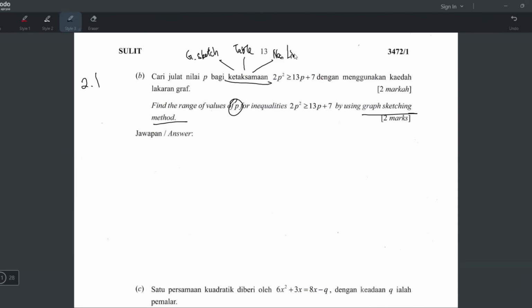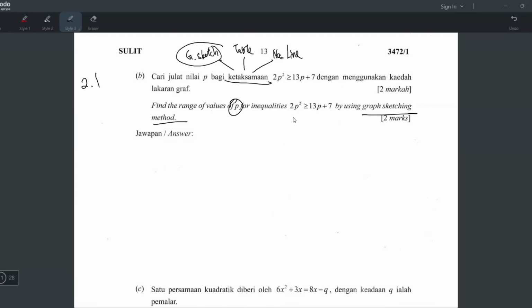Okay, but this question asks for the graph sketching method, which is good because this method is the easiest one out of the 3. And it's also the method that we will always use. If the question never says which method, we will always go for this method. Alright, so let's start doing it now.